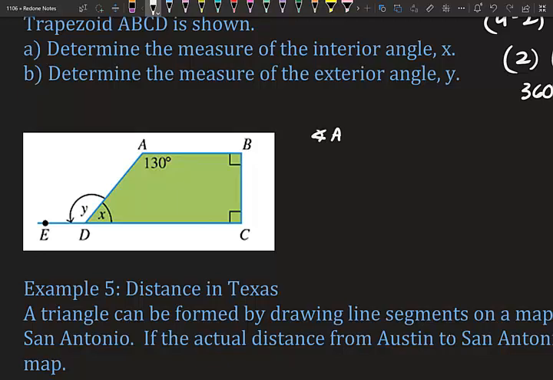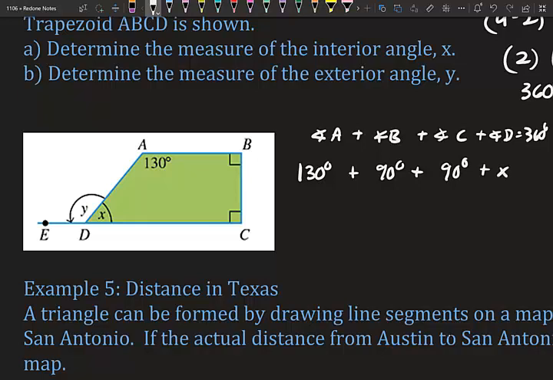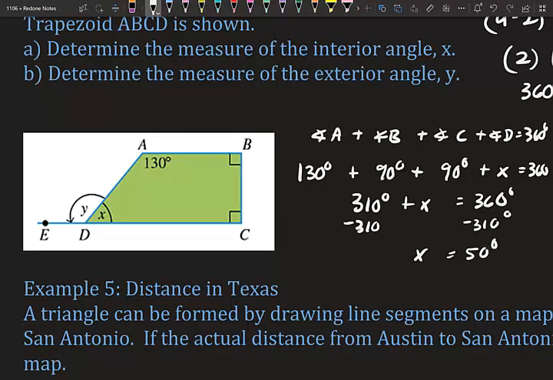So that means angle A plus angle B plus angle C plus angle D equals 360 degrees. So angle A is 130. Angle B, that's 90. That little box means 90. Angle C is 90. And angle D, we don't know. It's X. We combine like terms: 130 plus 90 plus 90, we get 310 plus X equals 360. Subtract 310, and we get X equals 50 degrees. So that means this interior angle X is 50 degrees.